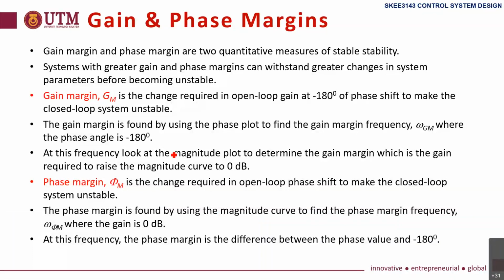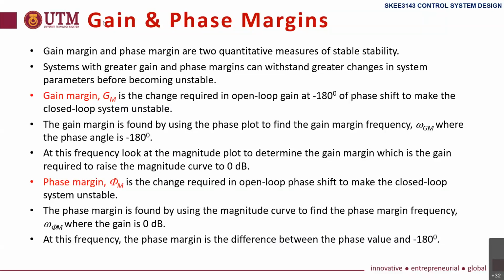Let's start. Yesterday, we looked into how we can determine stability using a Bode plot. A system is stable if at a phase of minus 180 degrees, the magnitude is negative, less than 0 dB. So if we can ensure that, then the system is stable.